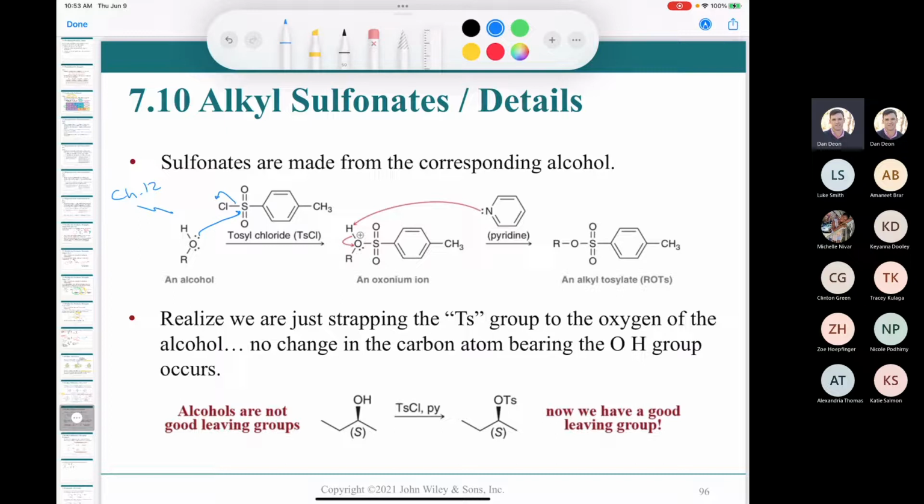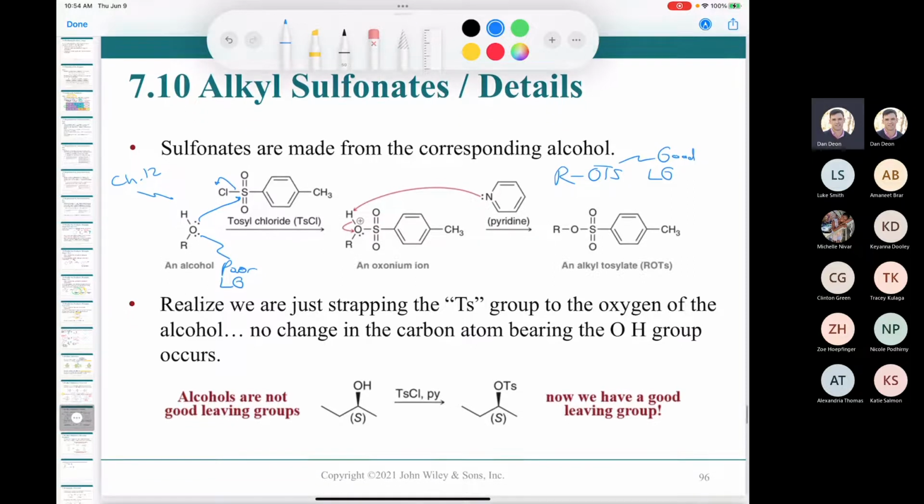And then pyridine comes in and acts as a base, removes the proton from the oxonium ion to form our OTs, our good leaving group. So what we're doing is we're taking a poor leaving group, and we're adding the tosylate, and we're converting it to a good leaving group.